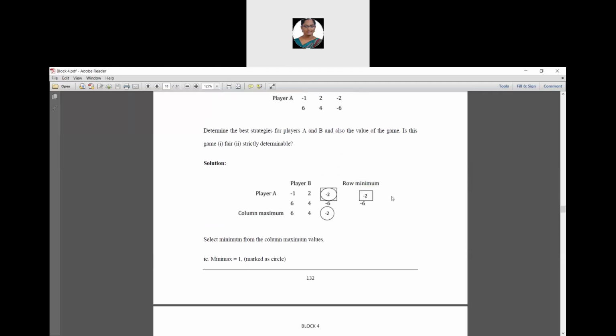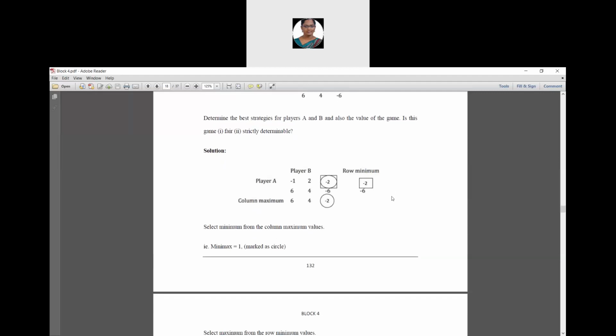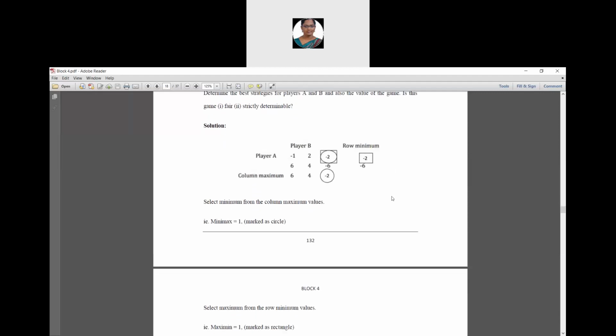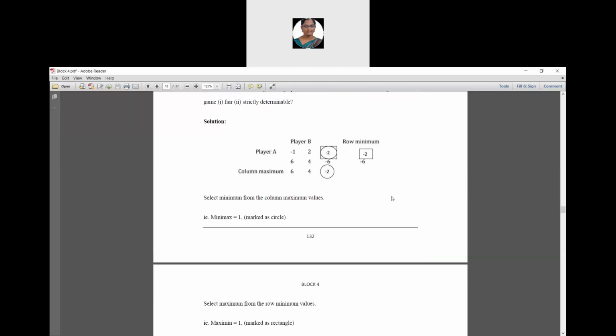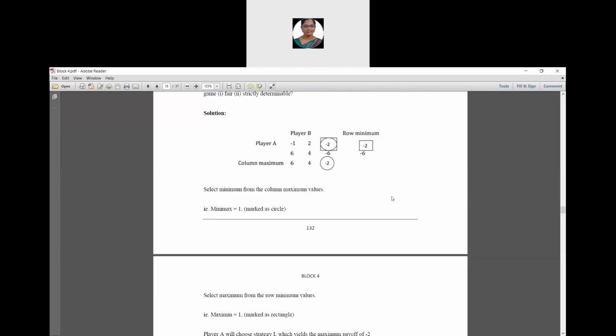First, we are going to find whether this game has a saddle point or not. For that, we have to find the row minimum first. Row-wise, the minimum value is -2. Then the second row has the minimum value -6. Column-wise, we have to pick the maximum value. So the first column has the maximum value 6, the second column has the maximum value 4, and the third column has the maximum value -2.